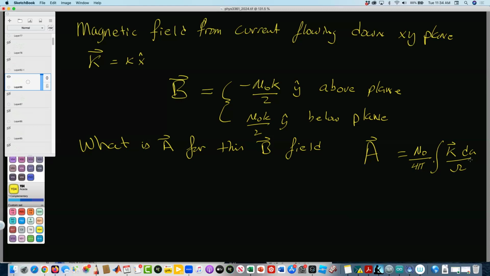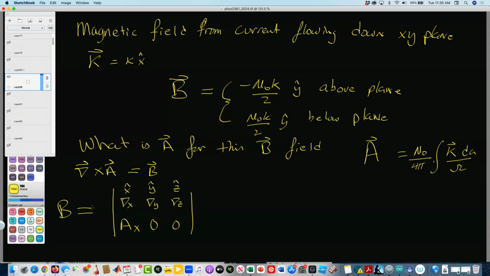Okay, we know that del cross A must be B, right? So let's just look at the curl in the cross product form. In our determinant, just for the heck of it, we have X hat, Y hat, Z hat, and del X means partial X, del Y means partial Y, and this is partial Z. And we know that A only has an X component, right? And this will be 0 and 0. So that would be del cross A, this would be B equals, right?